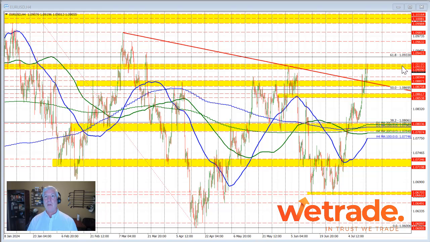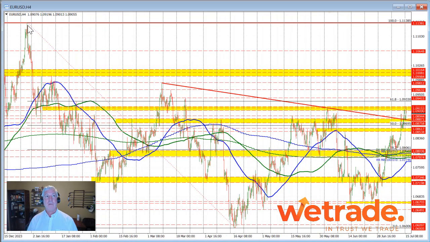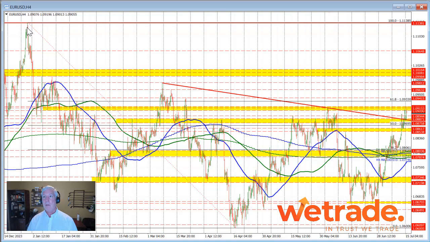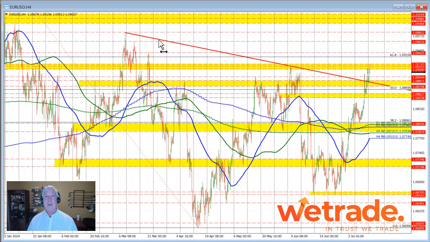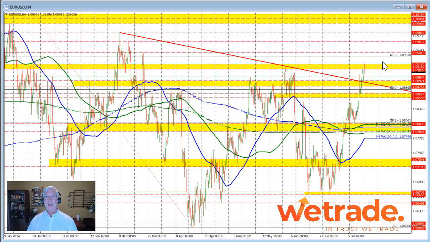On a break of the 1.0918 level, we look toward the 33 level, which represents a 61.8% retracement of this move down from the high going back to December 28th, so the end of December high. That level comes in at 1.0933.